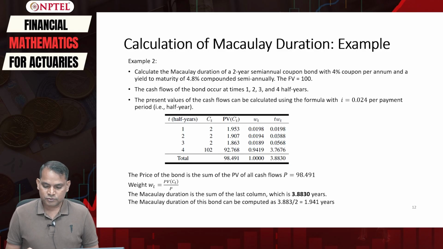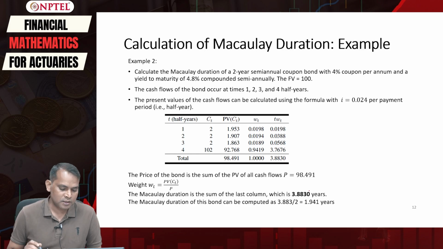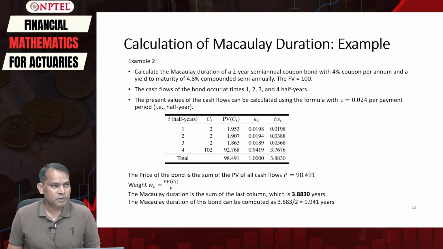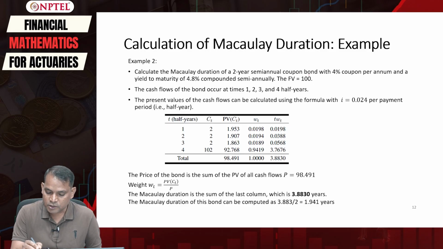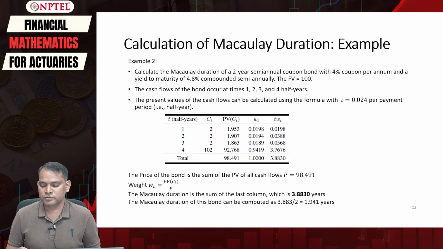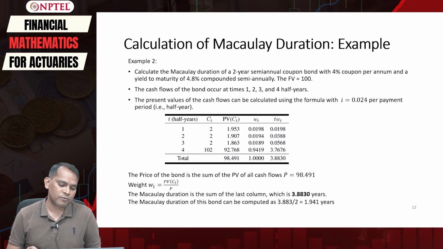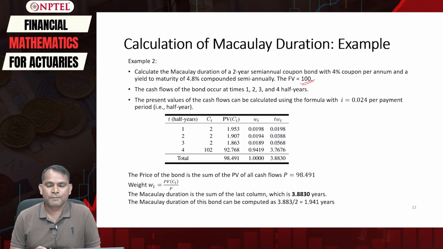And we will be clear on what Macaulay duration is. This example says to calculate the Macaulay duration of a 2 year semi-annual coupon bond with 4% coupon per annum and a yield to maturity of 4.8% compounded semi-annually. We will also consider this bond to have a face value equal to 100.